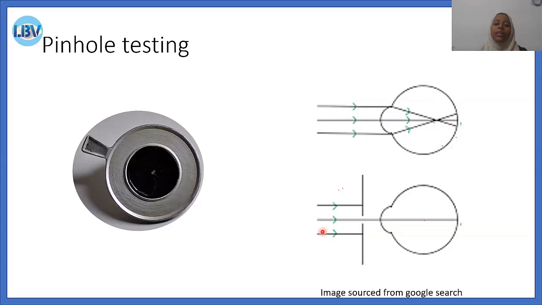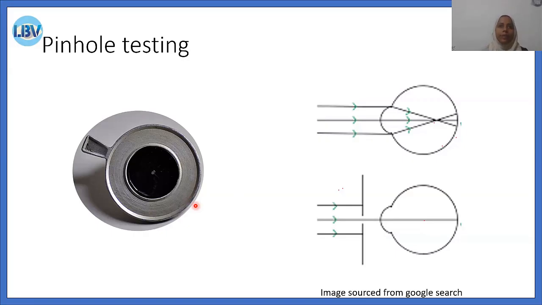Pinhole will cut down all the light rays that are coming from here and there, and only the light rays coming straight and falling on the pinhole will be able to enter, and it will fall exactly on the fovea. That is why the vision improves with the pinhole. So this is how the pinhole works.